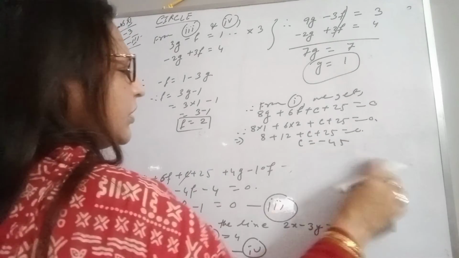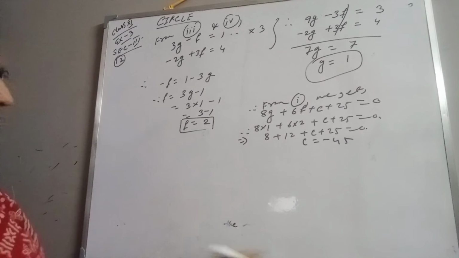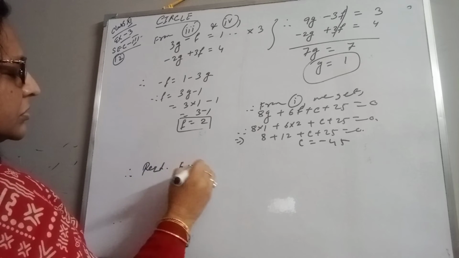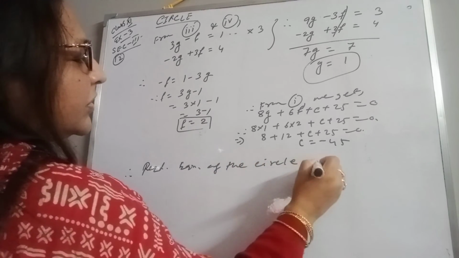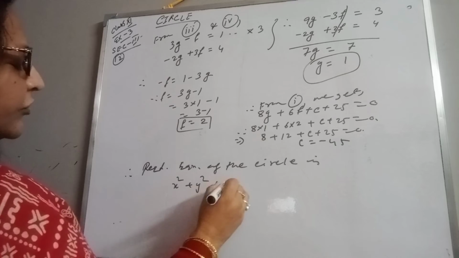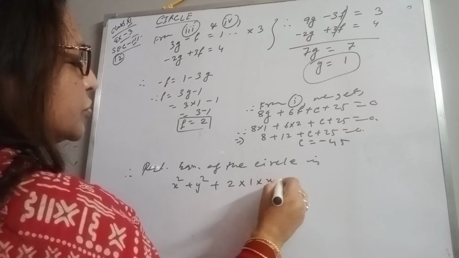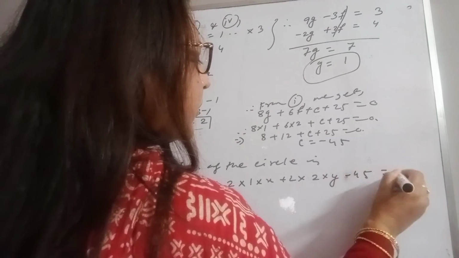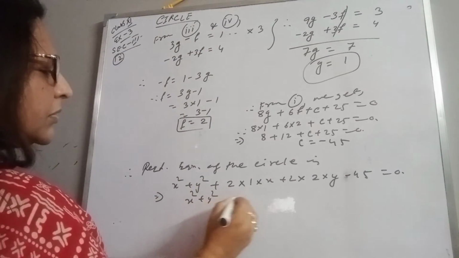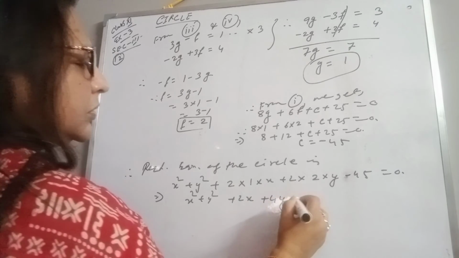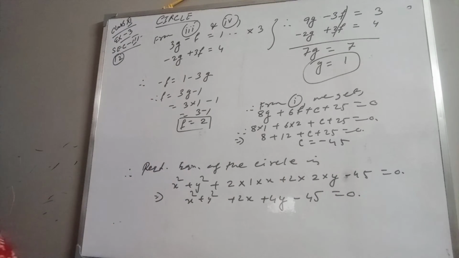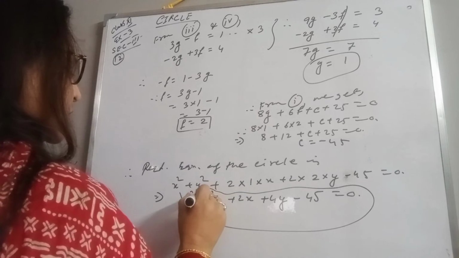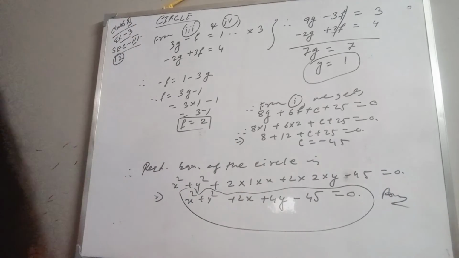Then we have to write the equation of the circle. Therefore, the required equation of the circle is x square plus y square plus 2 into g, that is 1, 2x, plus 2 into f, that is 2, 2y, plus c, that is minus 45, is equal to 0. This is the required equation. I think now it is clear.